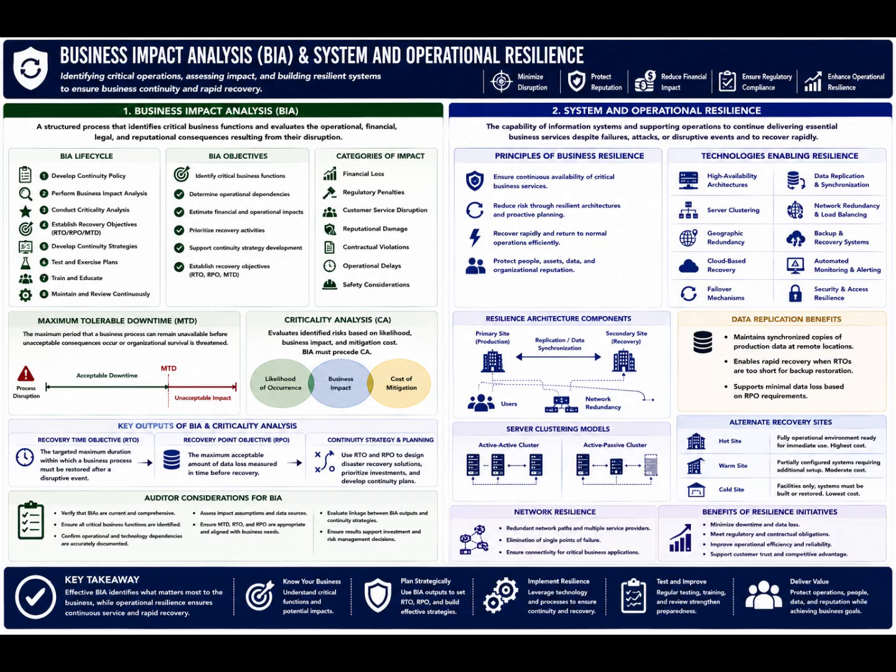Within the CISA framework, business impact analysis, BIA, and system and operational resilience provide the analytical and technical foundation for effective business continuity planning, BCP, and disaster recovery planning, DRP.